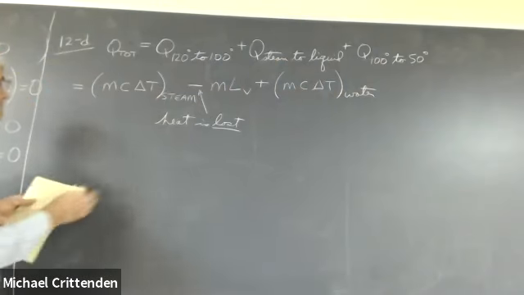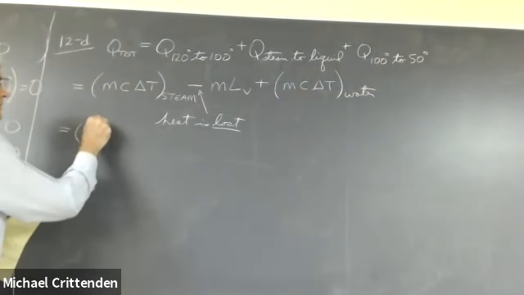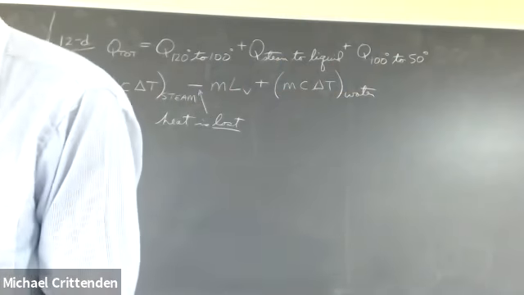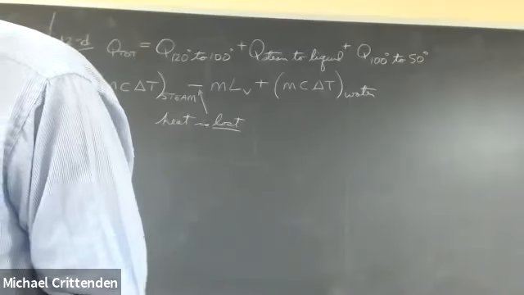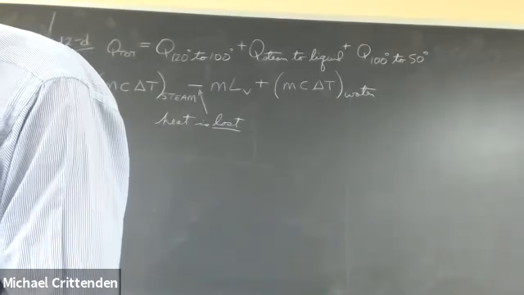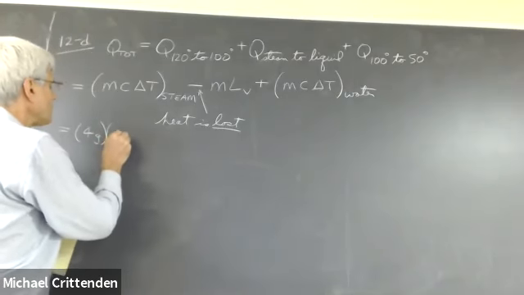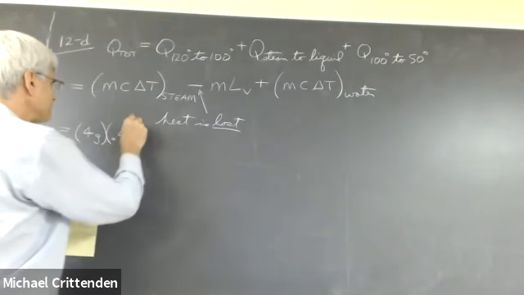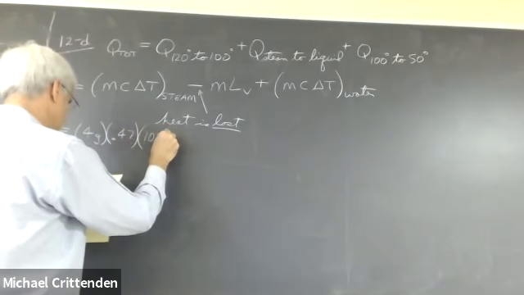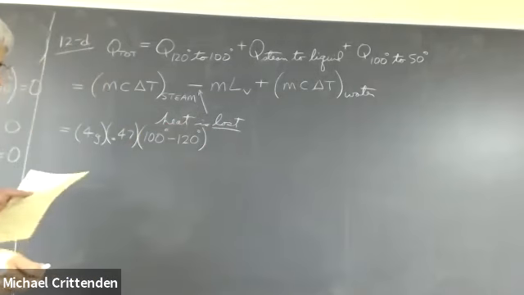Throw the numbers at it. 4 grams of steam. And the specific heat of steam is somewhere in that table of specific heats. Yeah, there it is right there. It's the last one on the bottom in the right-hand column. 0.47. T final minus T initial.